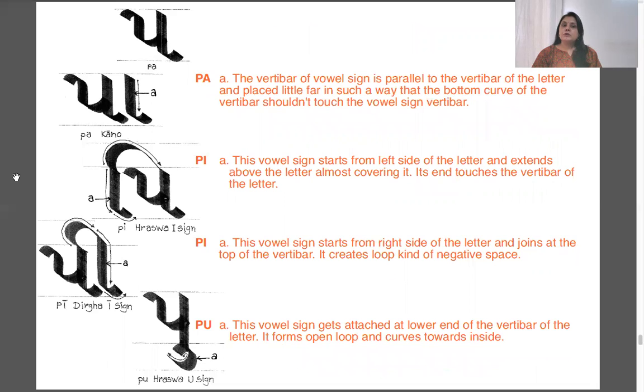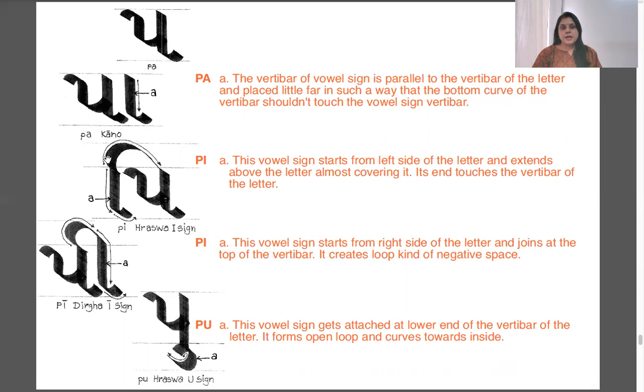Now we move forward to the vowel signs. This is letter P without any vowel sign. The first vowel sign is kana. When this is attached to any letter, the sound is a. So there is a p, and here it is attached to p. It will sound like pa. So this is another vertical stroke of the dand. We call it kana.